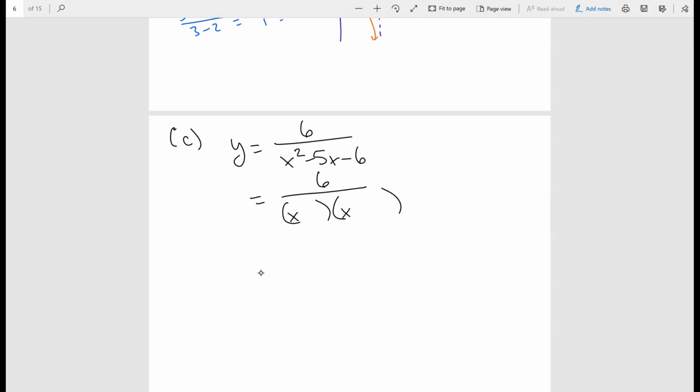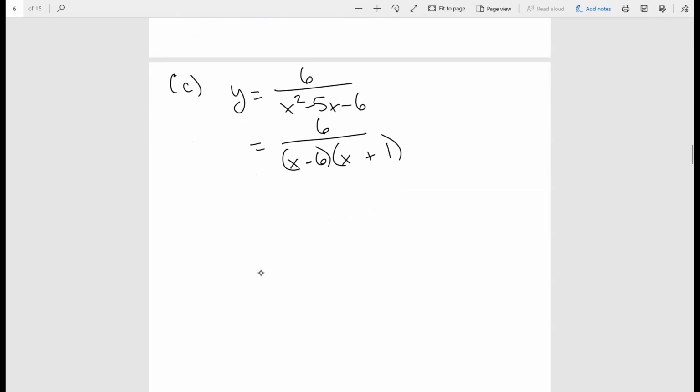So here's an x, and then this one's going to be a 3 and a 2, or a 6 and a 1. Let's see. What is this going to be? No, it has to be 6 and 1. And then this guy's going to be a negative. This guy's going to be a positive. Okay. All right. So notice things didn't cancel out. So there's no holes here.